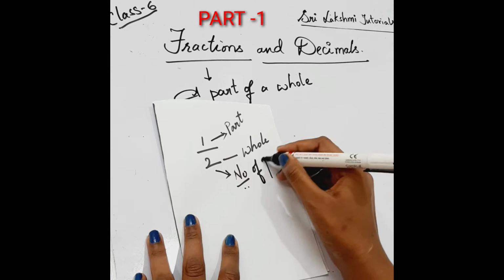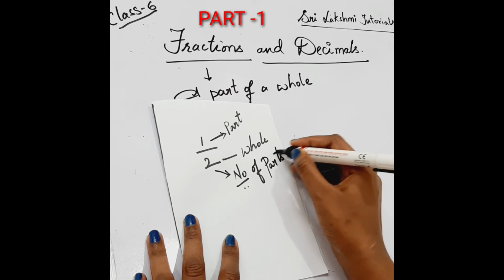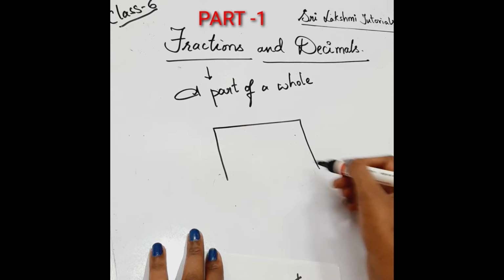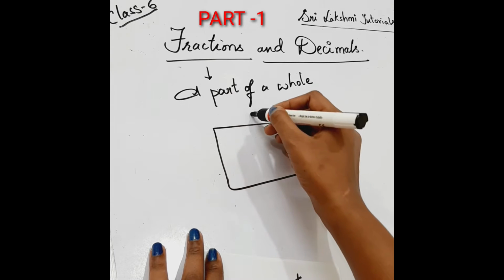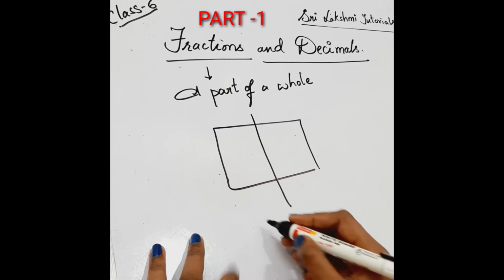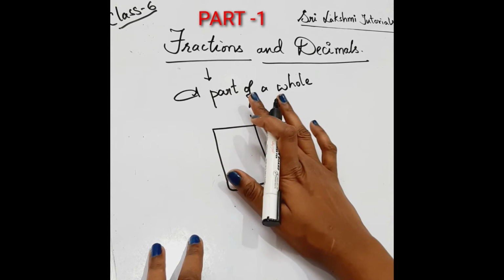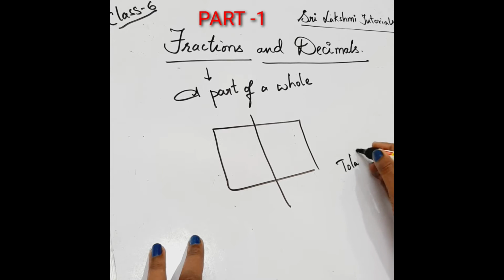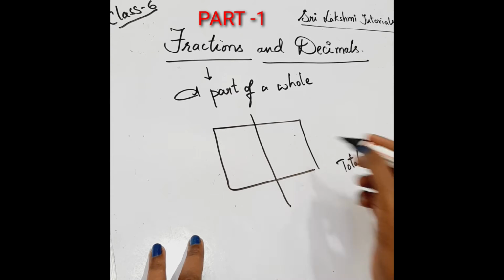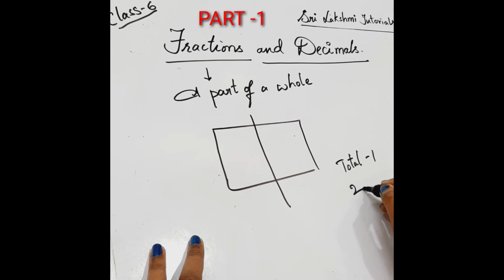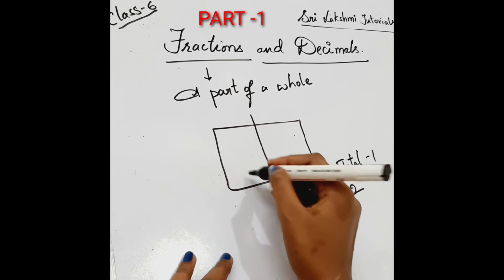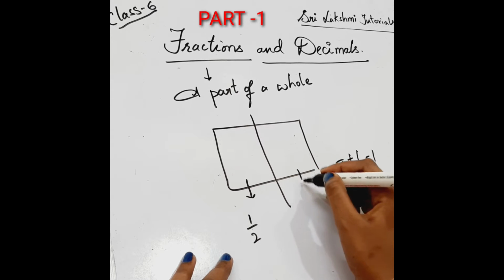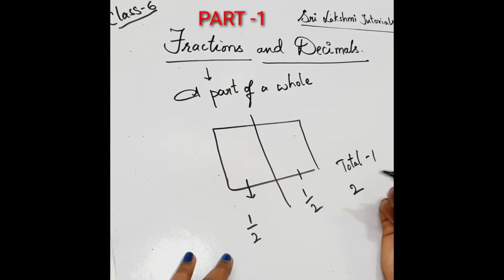Now see, I am writing on the board. The same paper I have taken, I divided into two parts. Before dividing, what is the actual total number? Total is 1. Now I have divided it into two parts, so this one is written as 1 by 2 and this one is also written as 1 by 2.